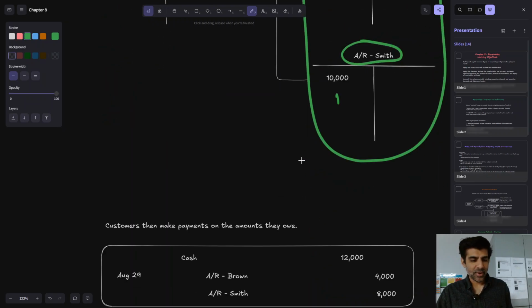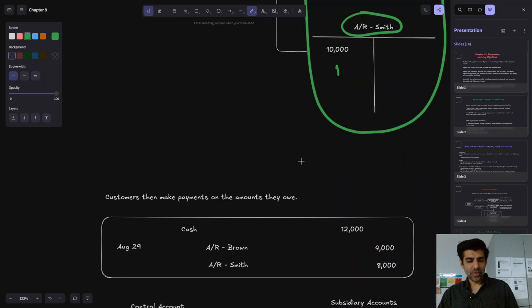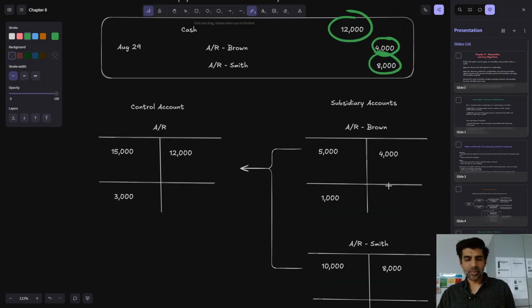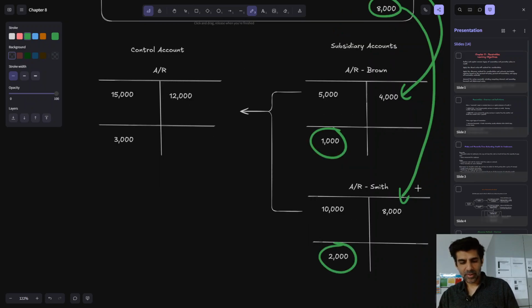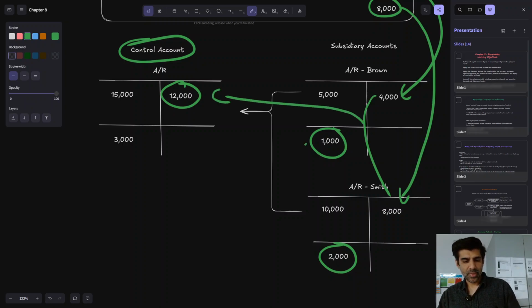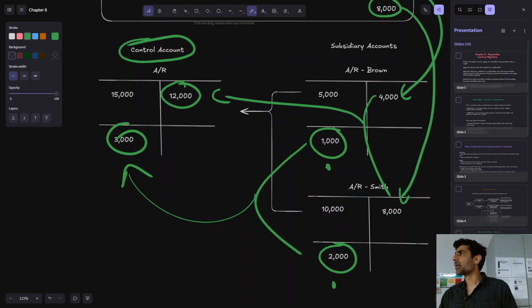It's pretty straightforward. Okay, so now let's say we collected cash from these two customers. Their respective amounts are here, and the total amount of cash that we collected is here. So then when we look at the subsidiary accounts, we can take this account receivable, 4,000 goes here, this 8,000 goes here, these credits. So we have a balance here and a balance here. And you can see that the control account is reflecting the same thing in aggregate. So we have $12,000, which is this plus this. And then the balance is also reflected, right? These two debit balances, 1,000 and 2,000, correspond to the control account balance.